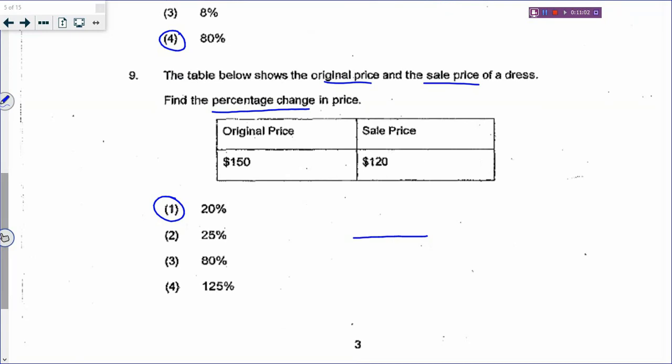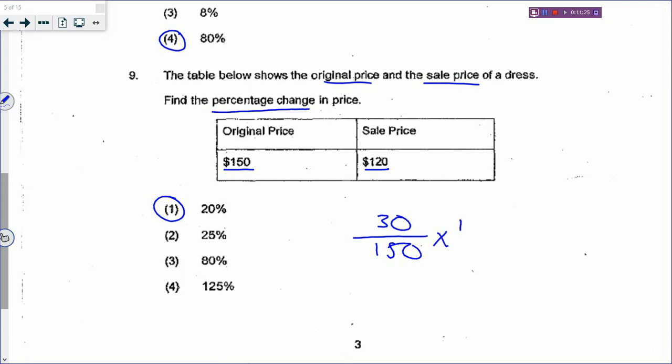So your numerator is the change. How big is the change? From 150 to 120, there is a change of $30. Okay? And then what's the denominator? The denominator is the number that you start from, which is 150. So can I make the denominator 100? Can, right? You can simplify the fractions and then change the denominator into 100.